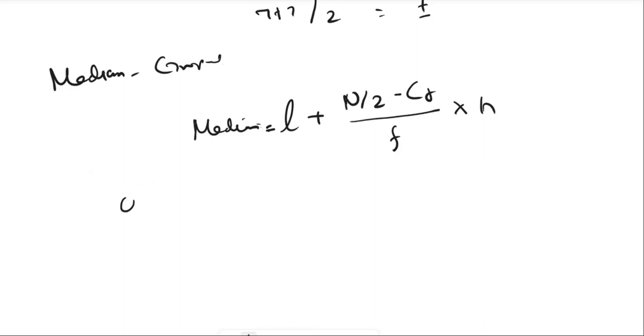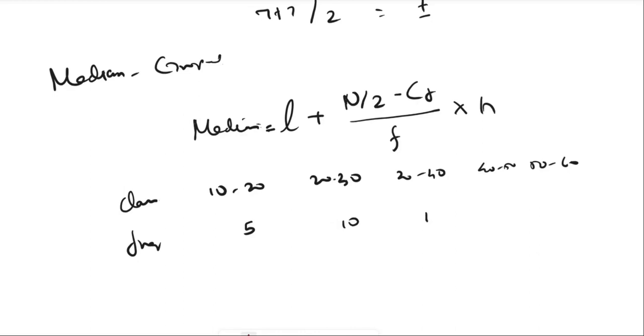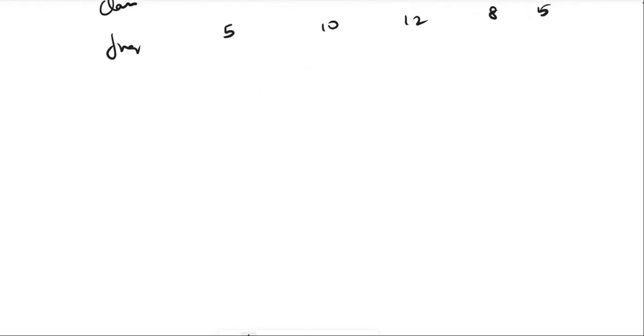Okay, so let me take an example. Here we have classes, and let me have some frequencies. 10 to 20, 20 to 30, 30 to 40, 40 to 50, and 50 to 60, with frequencies 5, 10, 12, 8, 5. With this, we want to calculate the exact median for the following data. So how are we going to do this?